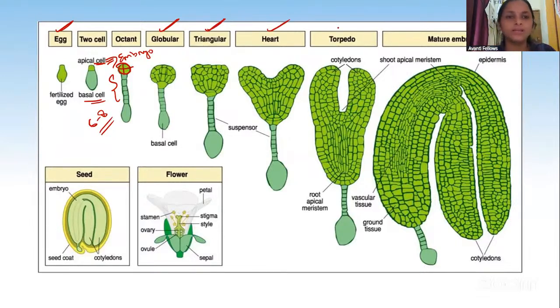Then the torpedo stage, then a mature embryo. Till there, the suspensor cell is there. You can observe here. Now the mature embryo is formed. So these are the stages of the embryo. How can you remember? GTH, TM. You have to remember these stages, it is important. Globular stage, triangular, heart stage, torpedo, and mature embryo.